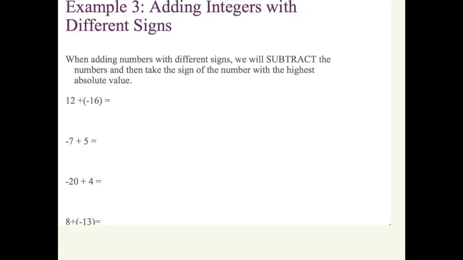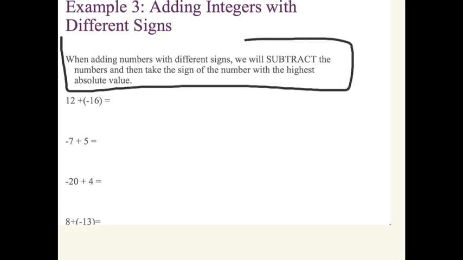Here in example 3, we're going to take a look at adding integers with different signs. So here's the rule that I like to follow with that. When adding numbers with different signs, we will subtract the numbers and then take the sign of the number with the highest absolute value. Sounds a little gobbledygook, but that last little line, I would usually say in an offhanded, non-super mathematical way: we take the sign of the bigger number, or the bigger looking number. The reason why we say the number with the highest absolute value is it takes care of the concept of the bigger looking number.